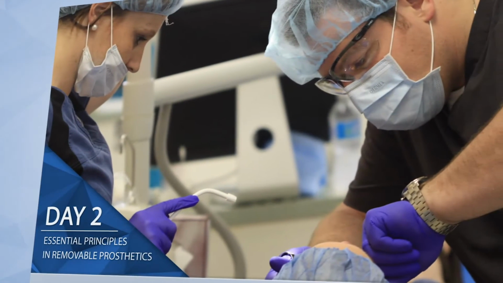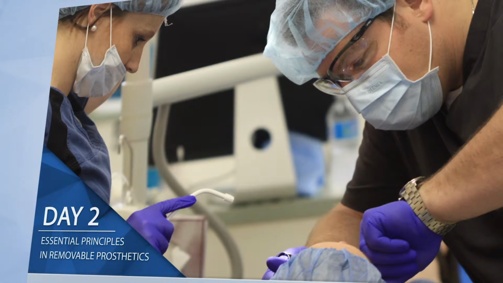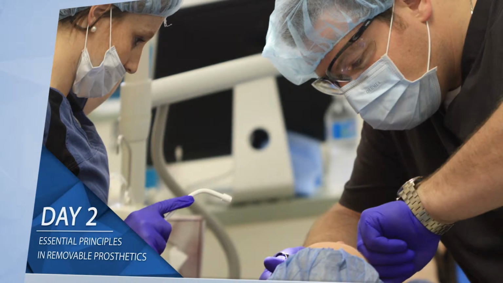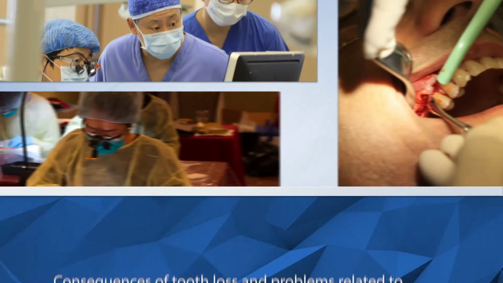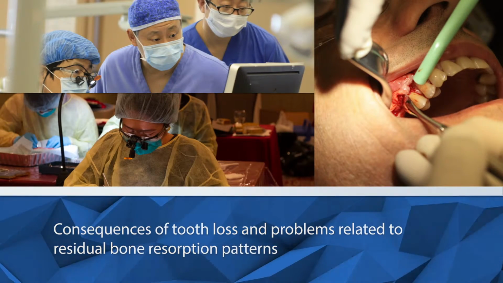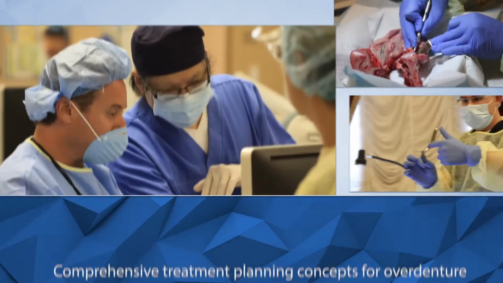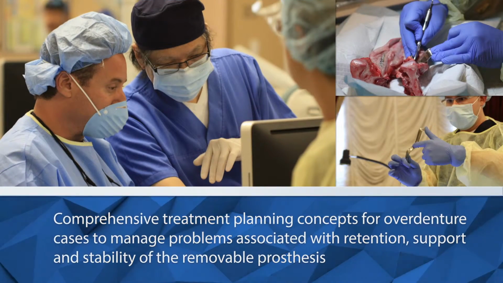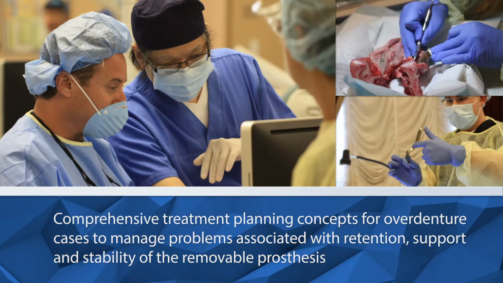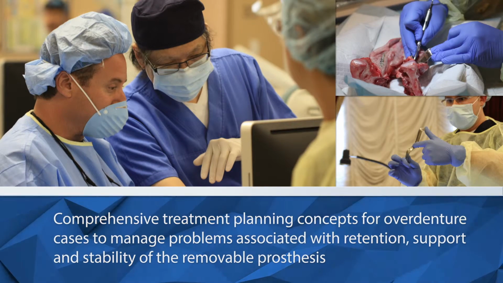The second day of the course is called Essential Principles in Implant Overdentures Prosthetics. So during this course, we want to cover consequences of tooth loss as related to final prosthetics. We want to review all the treatment options, from removable prosthesis without implant restorations versus with implant restorations, to aid in the retention, stability, and support of the overdentures.